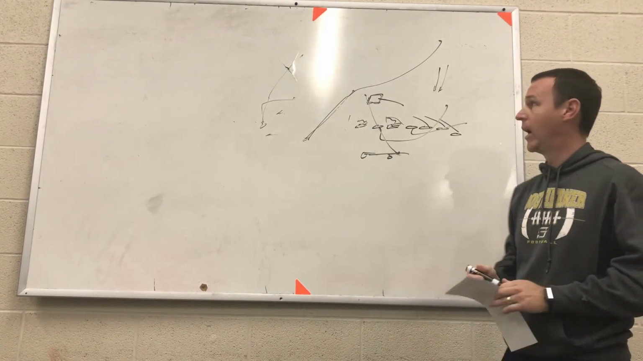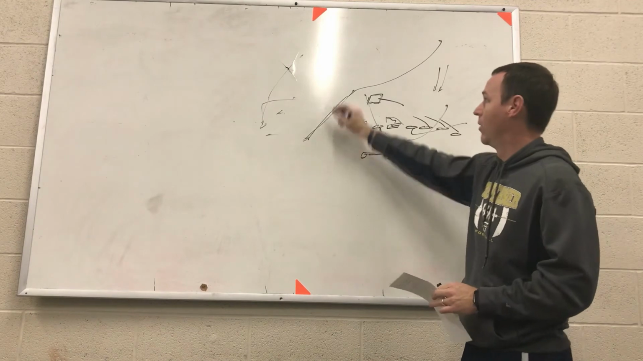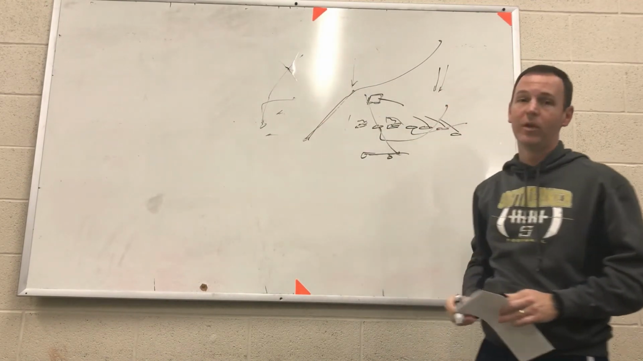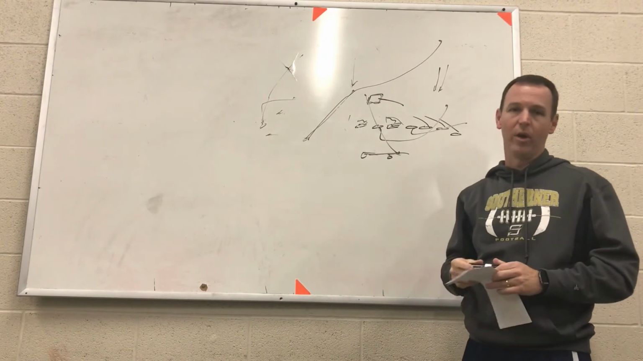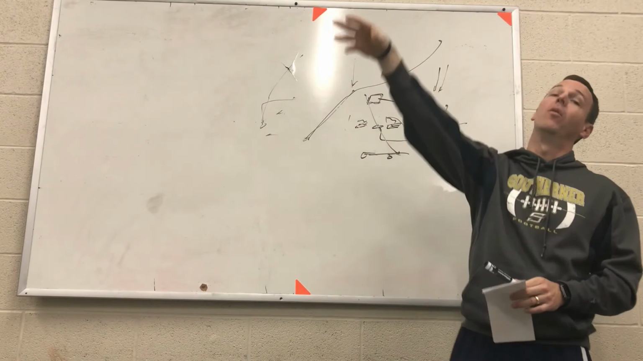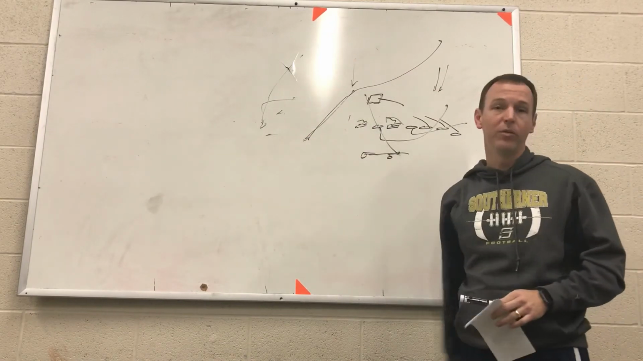You can also tag this, we call pyramid, where if the safeties come down making problems, that's when we'll run that nice little skinny post, and that becomes a play action, not really an RPO. Flash that ball in there, get the safety to bite down, and then throw it over his head to the skinny post.